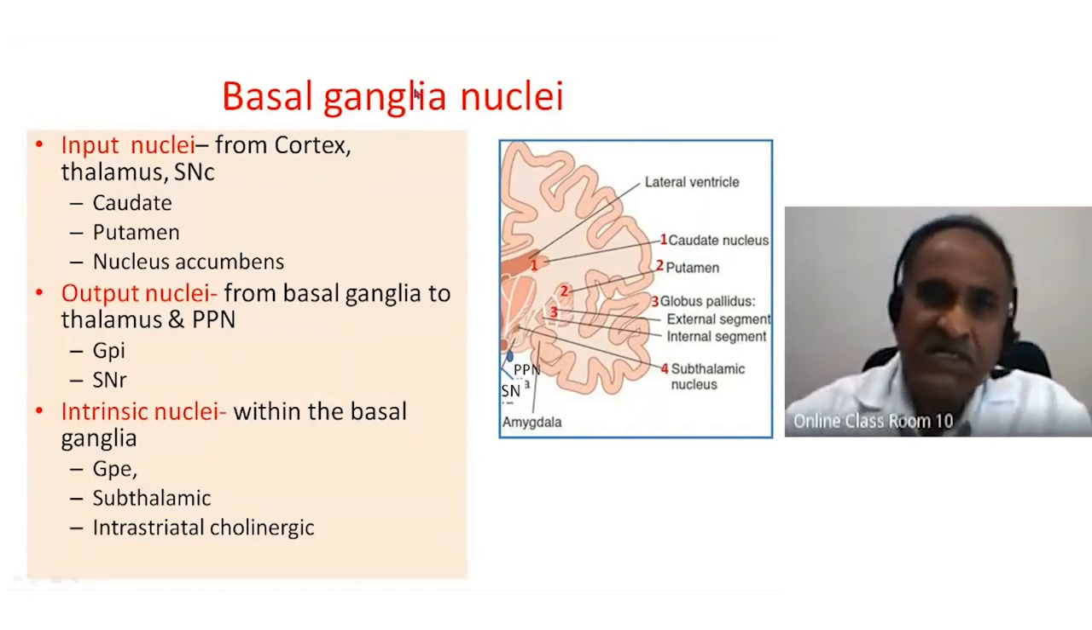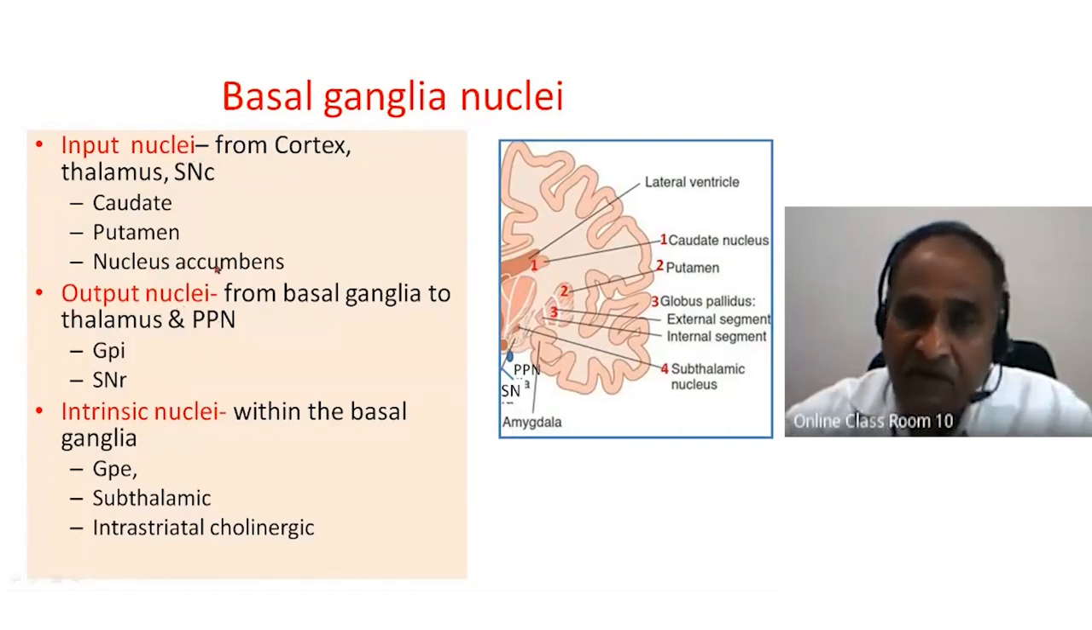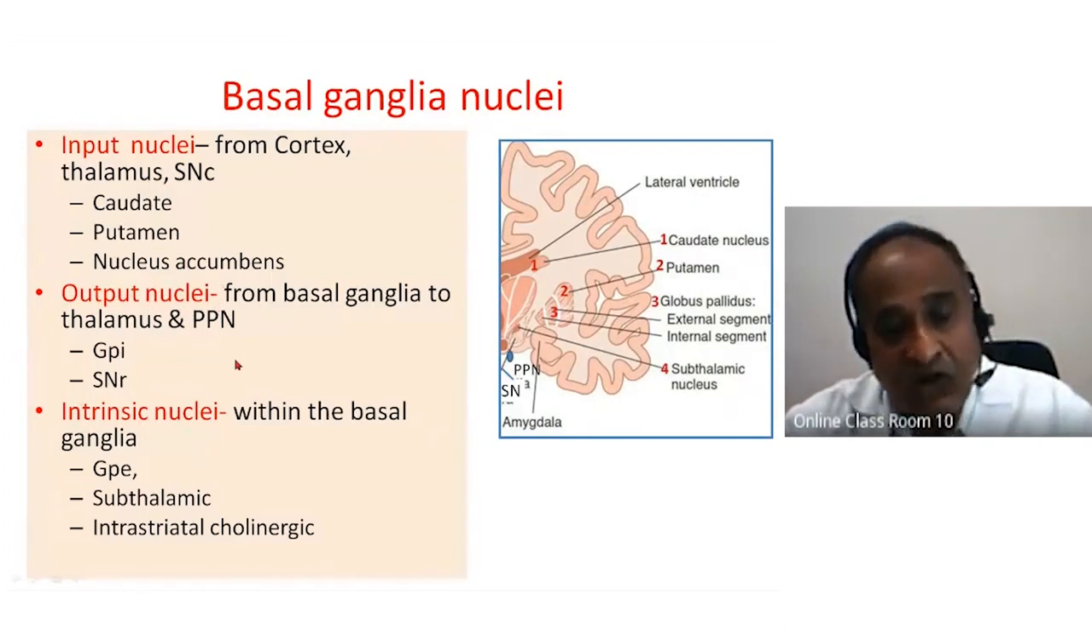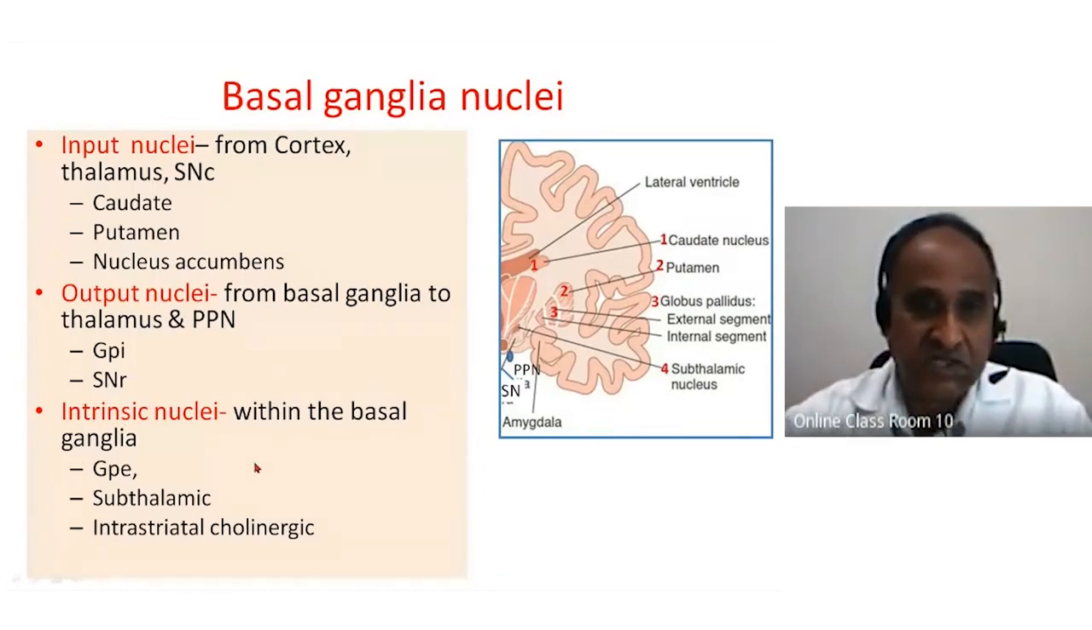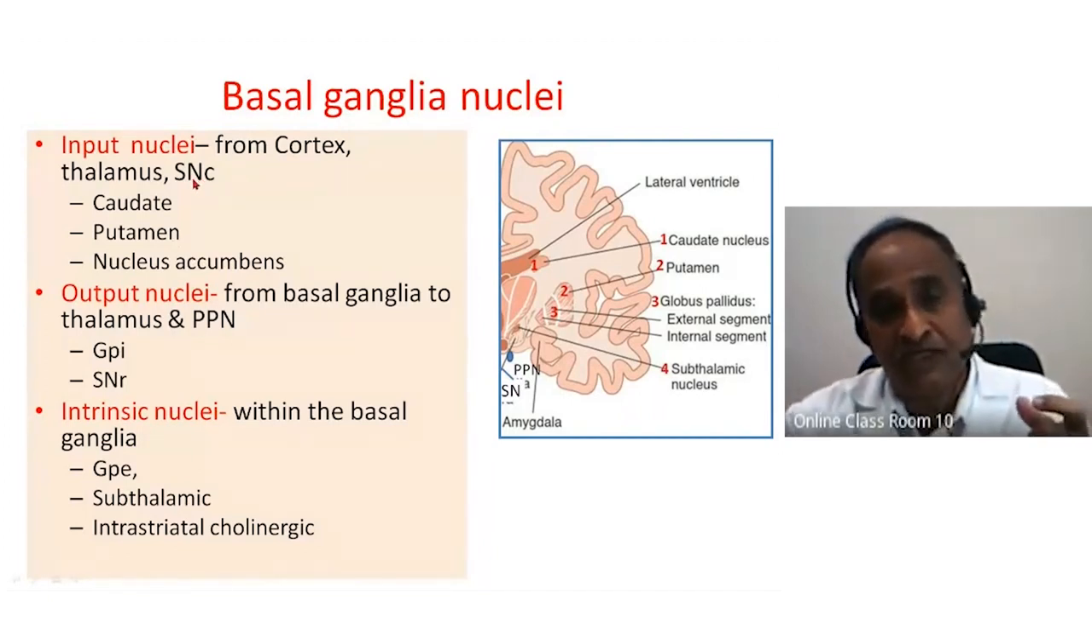Now, I have classified the basal ganglia nuclei in three groups. Input nuclei, which are receiving information. The output nuclei, that give away the information to the other structures in the brain. And intrinsic nuclei, that are located within the basal ganglia structures. The input nuclei receive inputs from the cortex, from the thalamus, and from the substantia nigra, especially the compact portion of the substantia nigra.